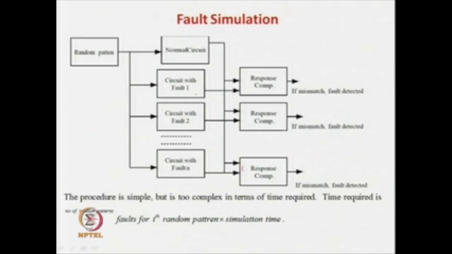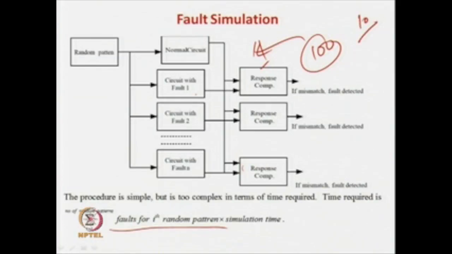But even random test pattern generation is not very simple, because of how many faults there are for the ith random pattern. Say, for example, we start with 100 faults. For the first pattern, how many faults do we need to check? All 100, because 100 faults are there. Say 10 faults get detected by that pattern. Very good. Now pattern number 2 comes, and the remaining 90 faults have to be tested. Say 20 faults get detected for some reason. Then for pattern number 3, you have to go for 70.